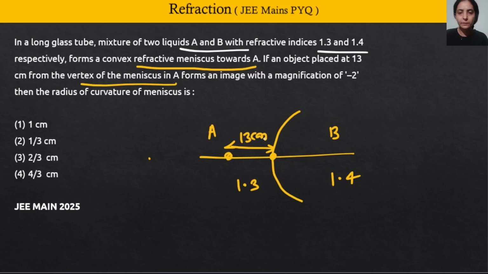centimeter, the object is kept, okay, with a magnification of -2, image is getting formed with magnification -2, then the radius of curvature of the meniscus is what?